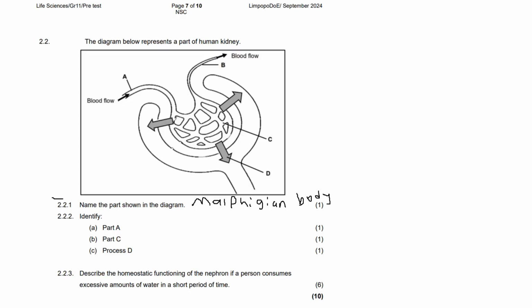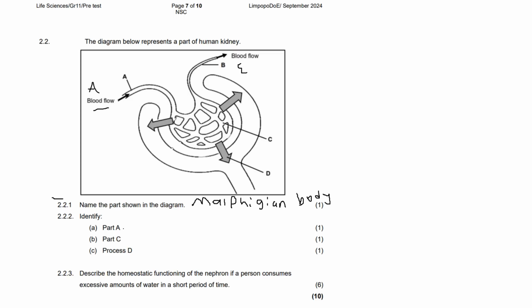Malpighian body, we know it has got those two arterioles. The one that will take the blood in is the afferent one. Mostly I call it the A, the afferent one. Then the one that will take blood away will be the efferent arteriole. So the afferent takes the blood in, and the efferent takes the blood out.